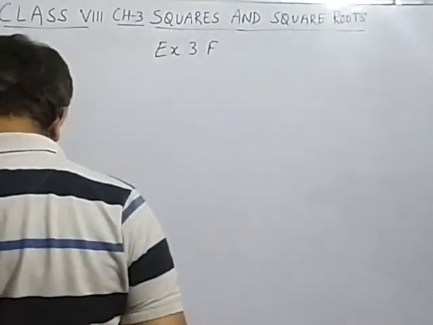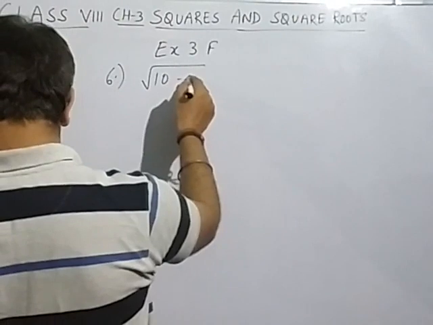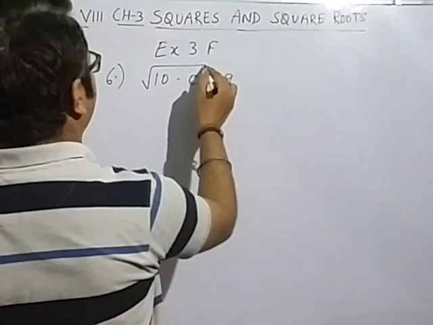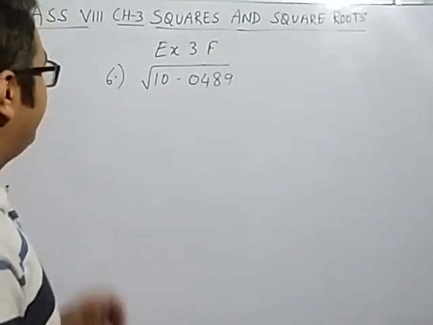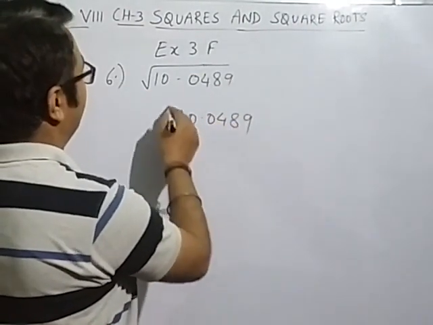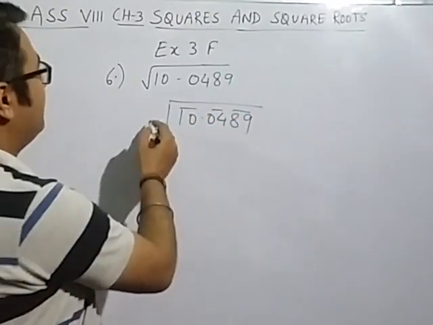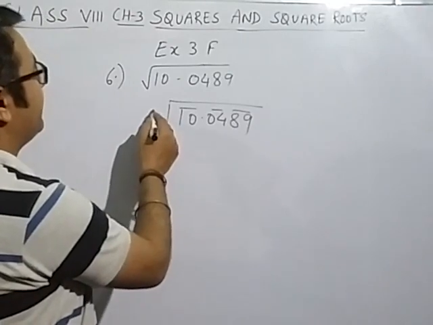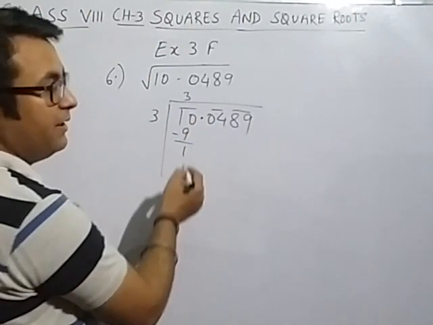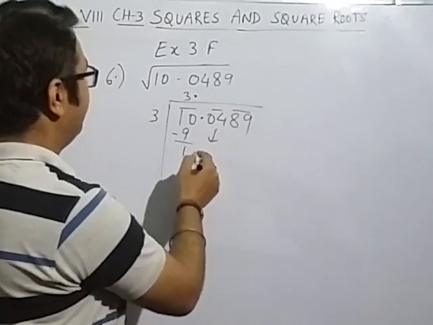Now next question we will take, question number 6. Number is 10.0489. We need to find the square root of 10.0489. Let us start. Make the pairings. Whole part is 10. Which number's square is close to 10? 3. 3 3s are 9. Now remainder is 1. Now the decimal is here, so the decimal will be put here. Now we'll take this carry 04.